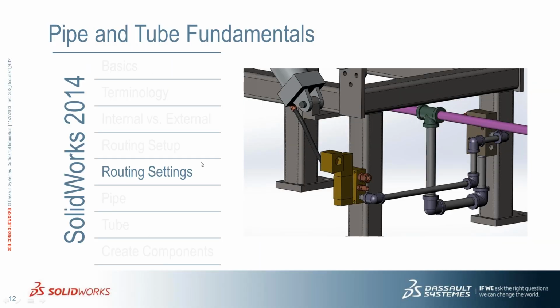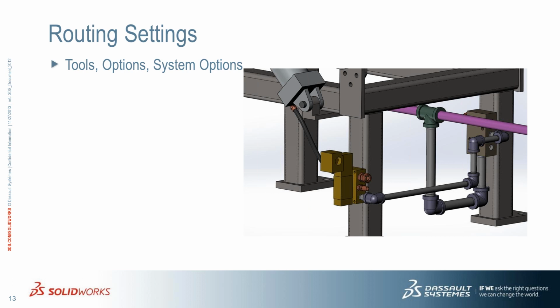It's going to be the first place to go once you turn it on. The next thing we need to talk about is routing settings. Just like when we create a drawing, there's numerous amounts of settings that affect how our drawing reacts when we place views on there. There's the same thing for routing. And some of them give you very different results as far as how you interact with the software. It is located in Tools, Options, System Options.